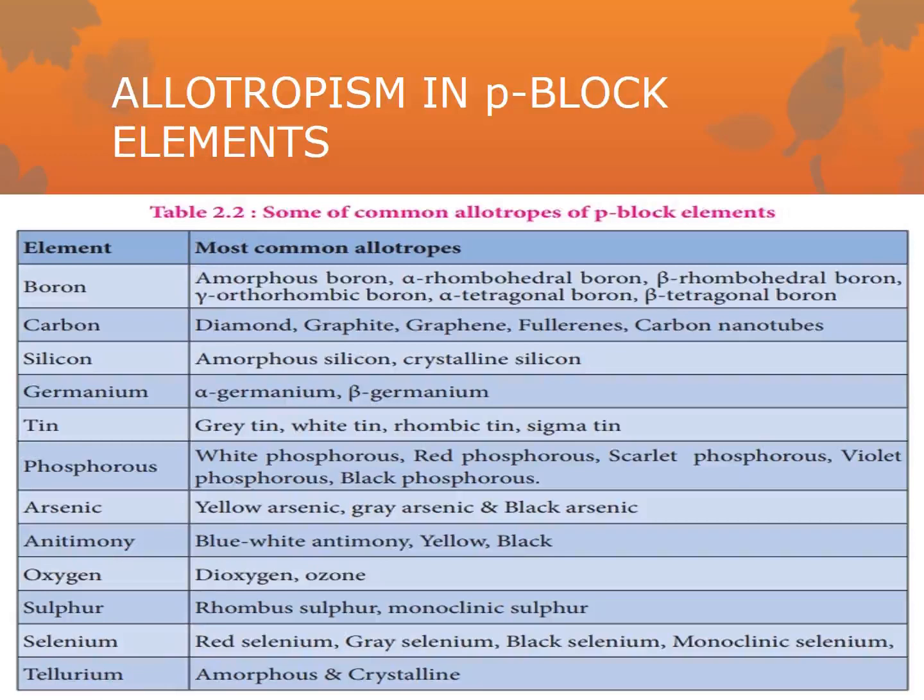Tin is called grey tin, white tin, rhombic tin, sigma tin. Phosphorus is classified as white phosphorus, red phosphorus, scarlet phosphorus, violet phosphorus, and black phosphorus. Arsenic is in various forms: yellow arsenic, grey arsenic, black arsenic. Antimony is in blue-white antimony, yellow and black antimony. Oxygen is in dioxygen and ozone. Sulfur is in rhombic sulfur and monoclinic sulfur. Selenium: red selenium, grey selenium. Tellurium is amorphous and crystalline. So there are different forms; that is allotropism.